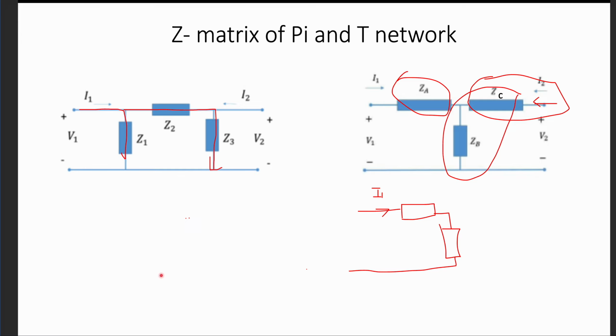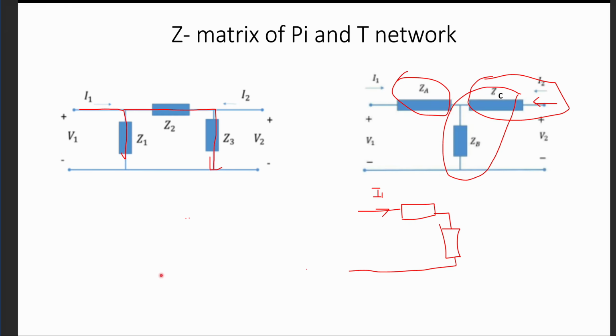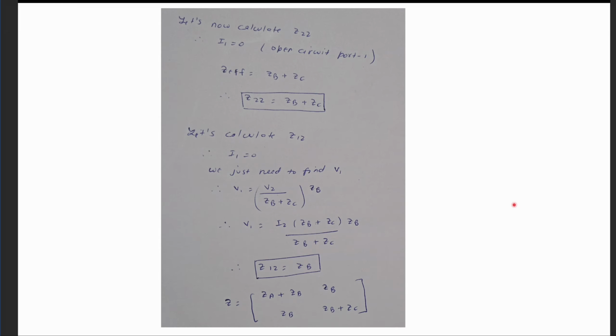These are the common problems which you will get in the assignment, and the same problem will be there in the exam. You need to know the concept of how to write the Z matrix of a pi network or a T network or some arbitrary network. Here we have solved it for a general case, where I have taken all three impedances different, and similarly I also took ZA, ZB, ZC different, so that we can get the general expression for a pi and T network. This is how we calculate the Z matrix.